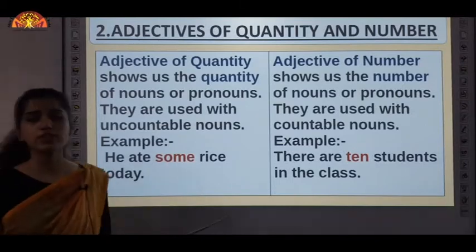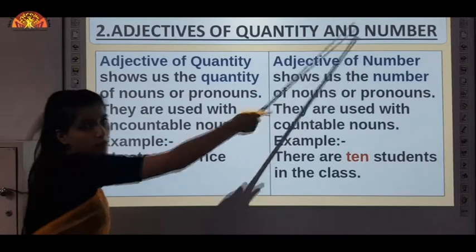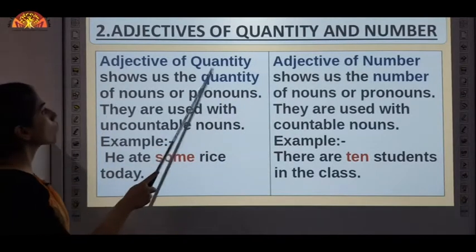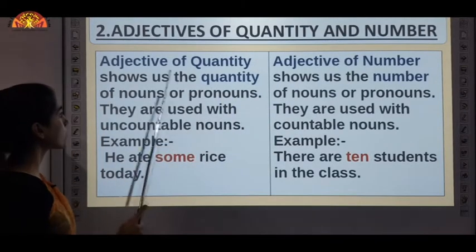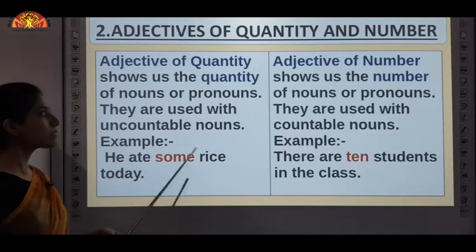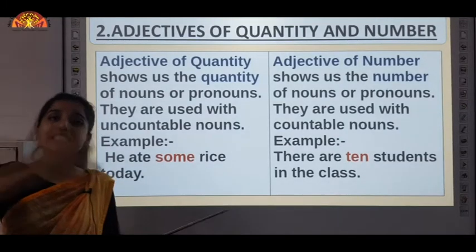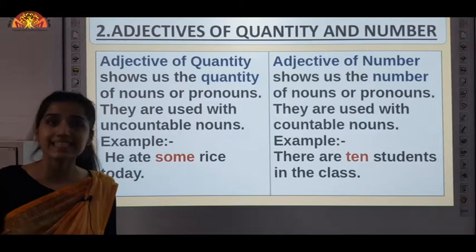The next type of adjective is adjectives of quantity and number. So now adjectives of quantity show us the quantity of nouns or pronouns. They are used with uncountable nouns. So now an adjective of quantity doesn't tell us the exact number. It doesn't show us the exact number.